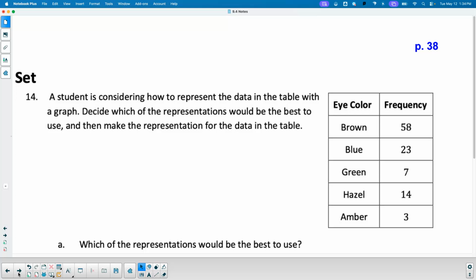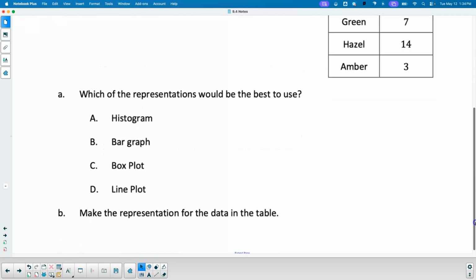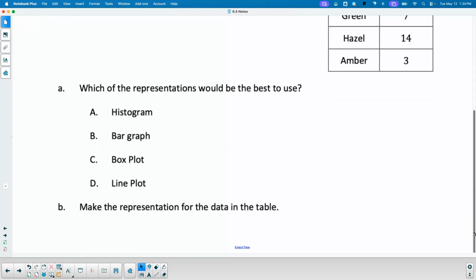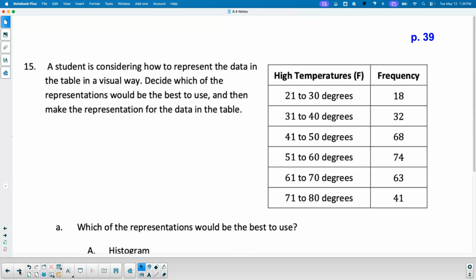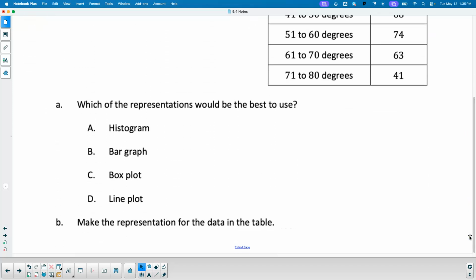Ooh, making a histogram. Or no, frequency. Which would be best to use, and then make that representation that you choose. Love it. Wink, wink, nudge, nudge. What should those be? Both of those should be what? Actually, I lied. The first one should have been a bar graph, right? There's no data to go along with it. It's just colors. The second one should be a histogram.